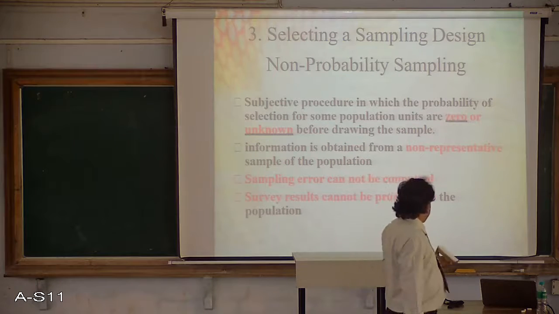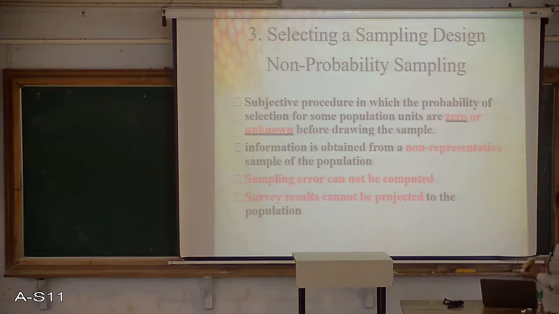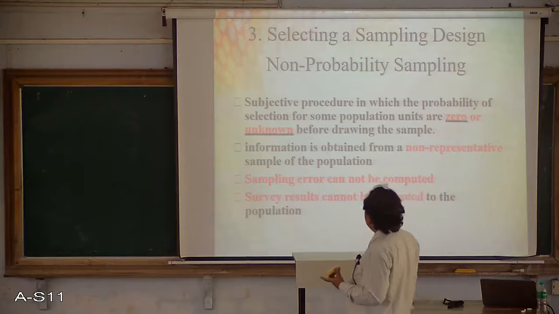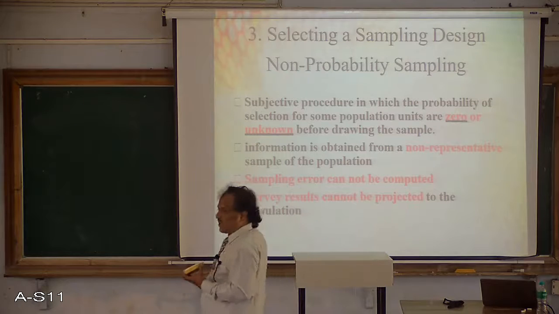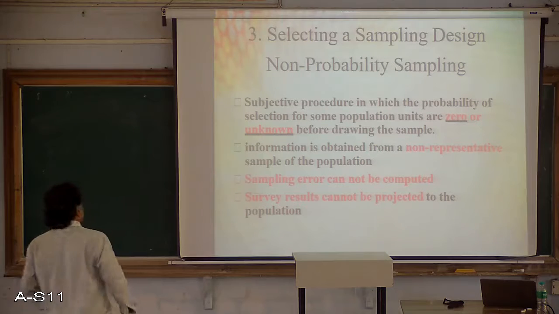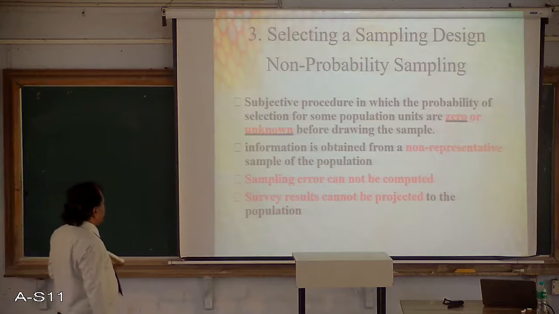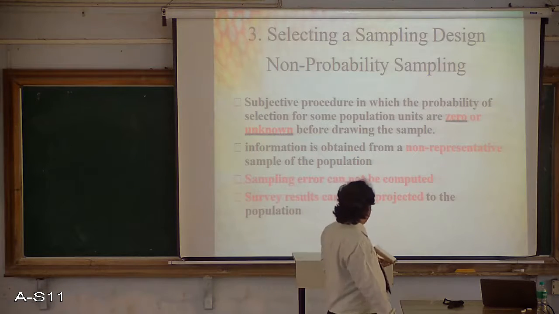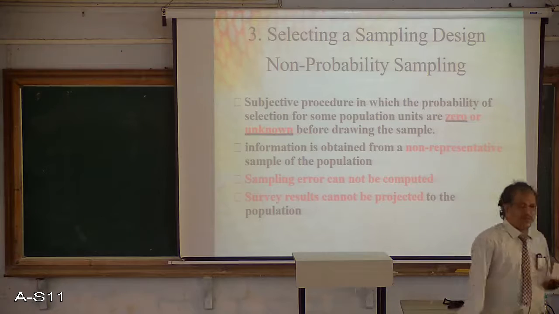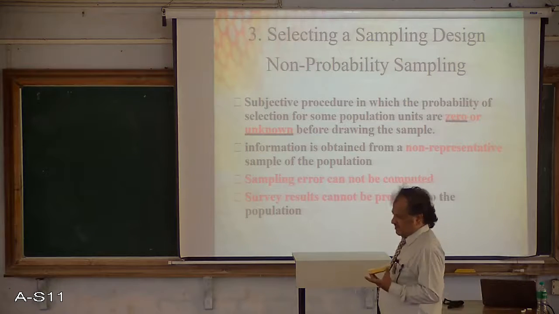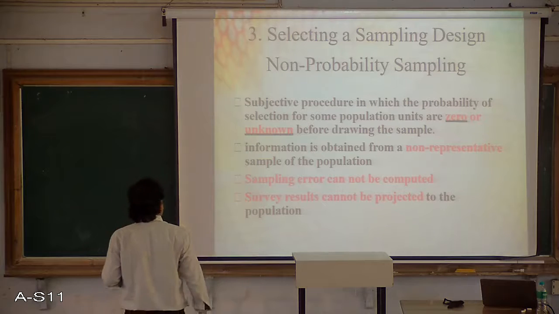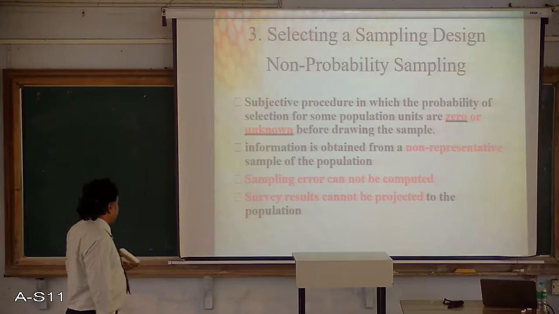Under this we have different types of methods. Before we move on to the methods, what is non-probability sampling? It is a subjective procedure. It is not an objective procedure. It is a subjective procedure in which the probability of selection for some population units is 0 or unknown before drawing the sample. Before you draw the sample, there will be a lot of discussion about why and how, and based on that, the researcher is going to take the decision.